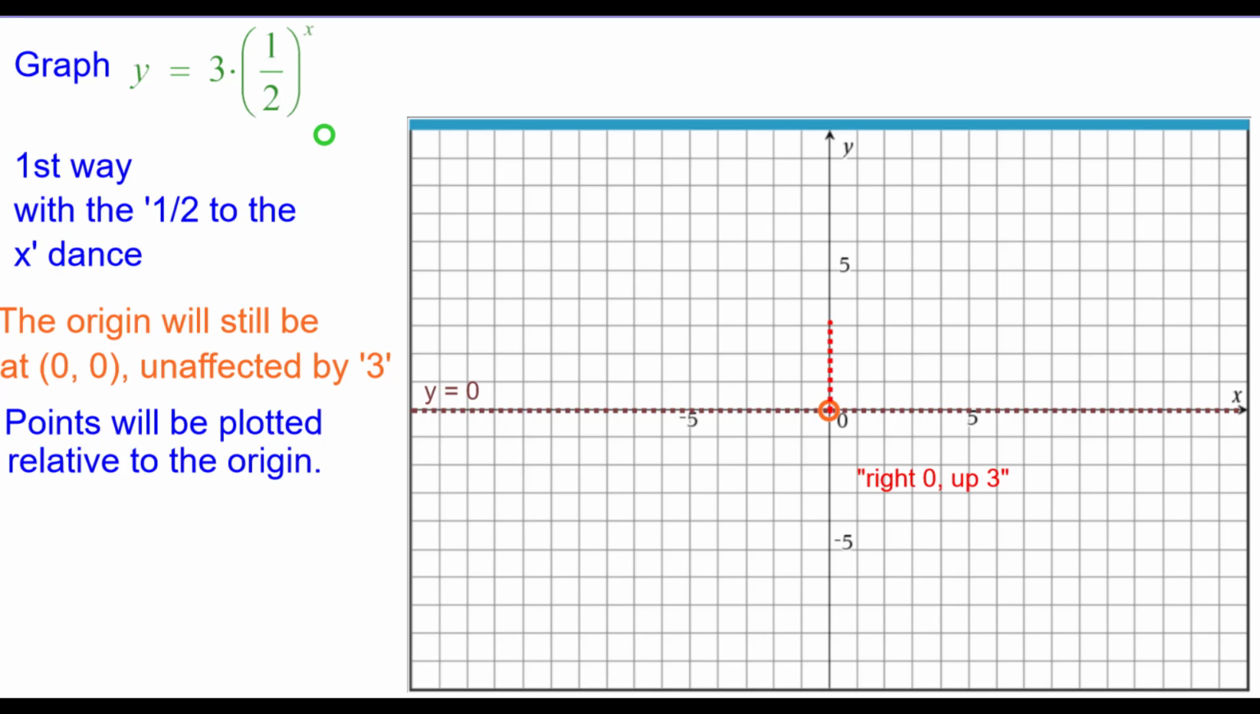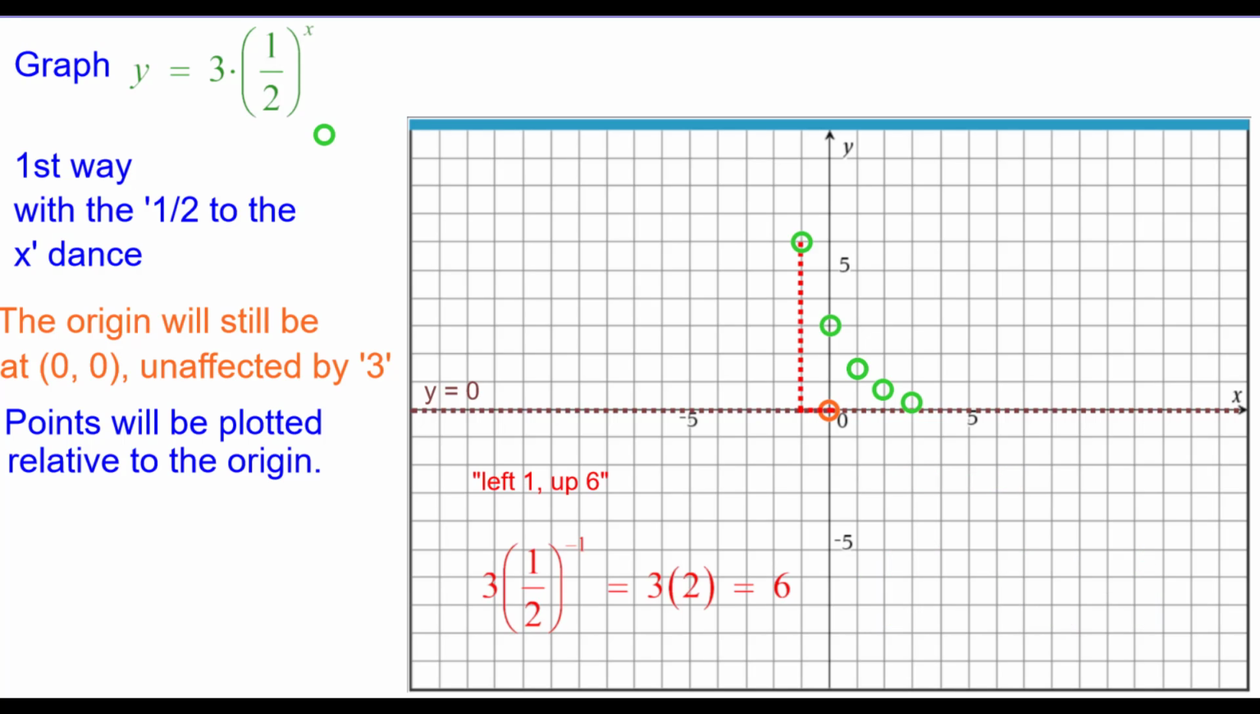For example, normally we go right 0 up 1, but because of the factor 3, it's right 0 up 3. 3 times 1/2 to the 0 power is 3 times 1, which is 3. Right 1 normally up 1/2, but it's going to be times 3, so 3/2. Right 2, 3 times 1/4 is 3/4. And right 3 up 3 times 1/8 is 3/8.